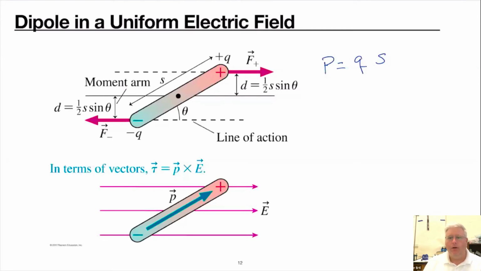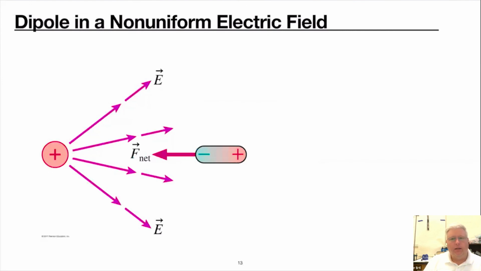And the torque that the dipole experiences in the uniform field, remember torque, we did that tau is the cross product of the dipole moment and the electric field. So these are all vector quantities. And that was a uniform electric field.